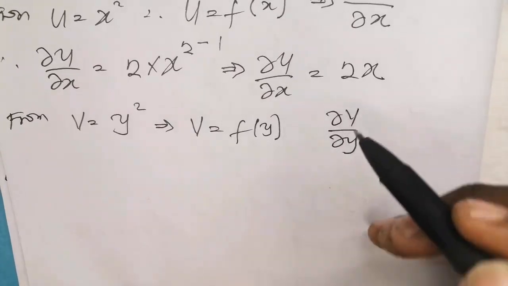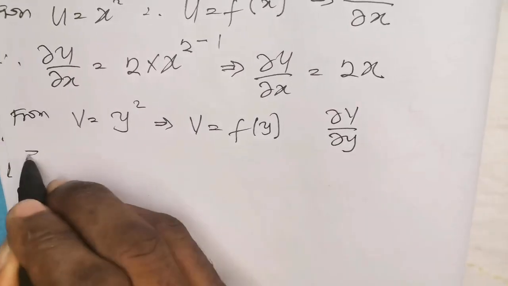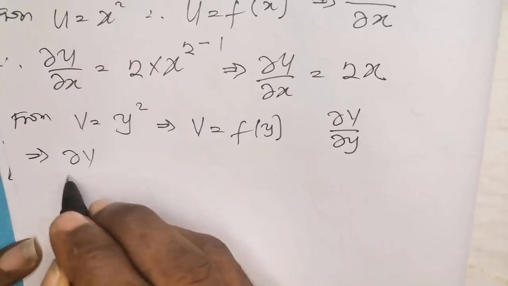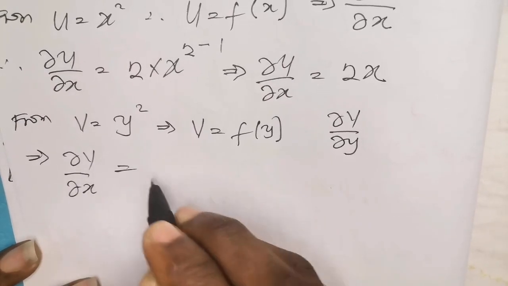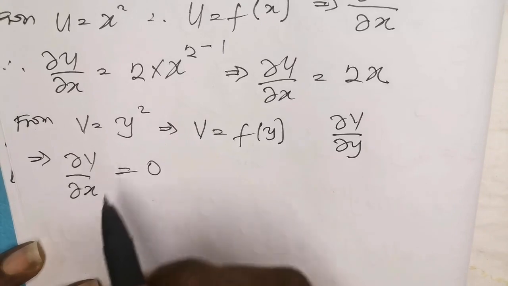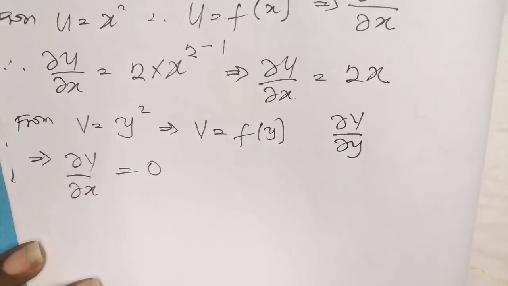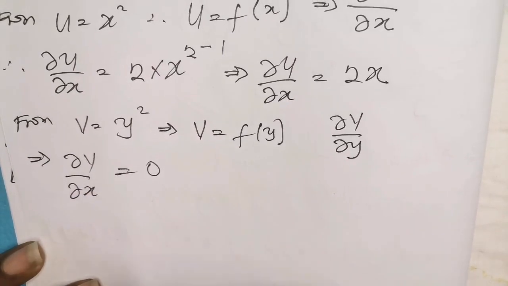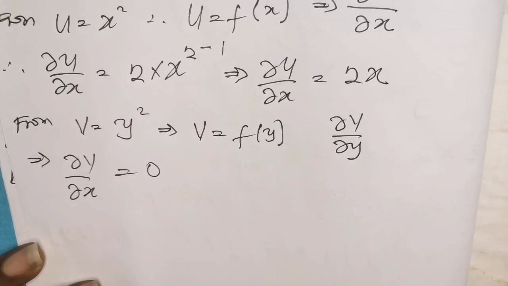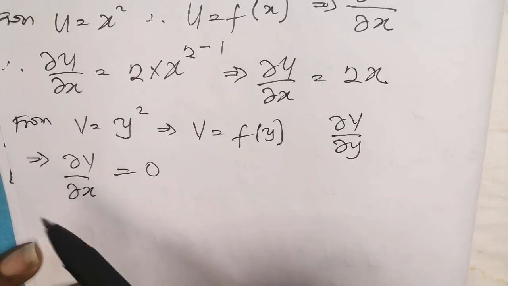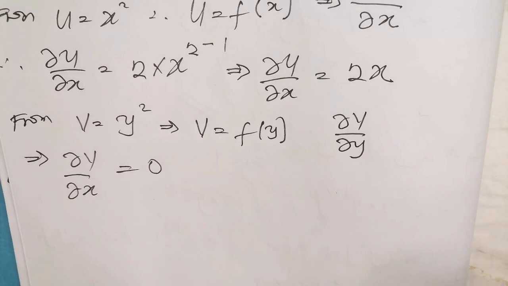Since I can only differentiate v with respect to y, this simply means that the partial derivative of v with respect to x automatically becomes what? 0. Because now I am going to be seeing y as a constant, and the derivative of every constant is simply 0. Hence, the partial derivative of v with respect to x becomes 0.